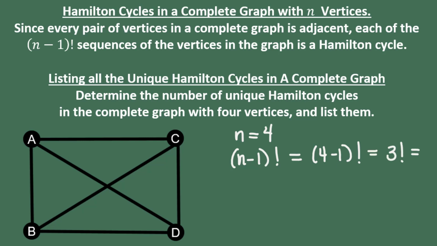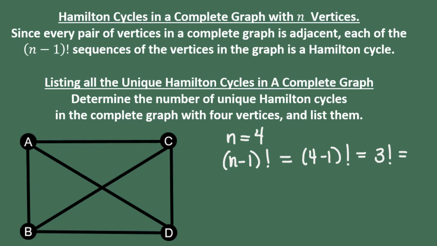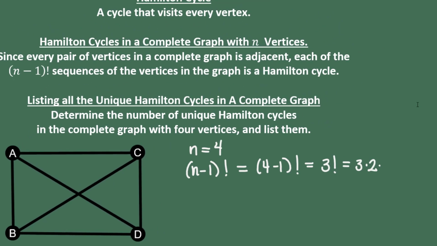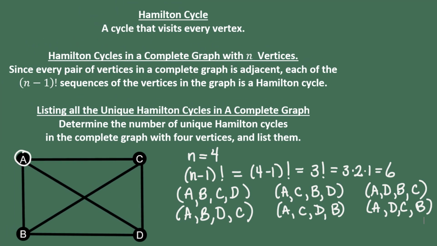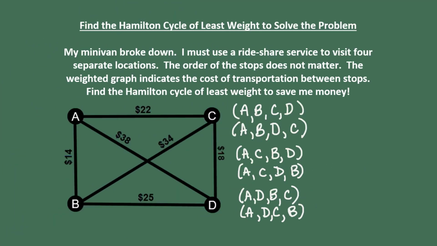There is a factorial on most scientific calculators, but all that it means is to start at the number 3 and multiply each integer until we get down to 1. So in this case, that means that there are going to be 6 different Hamilton cycles. Each of them is listed here, starting at vertex A. Let's use the list of different Hamilton cycles to solve this application.